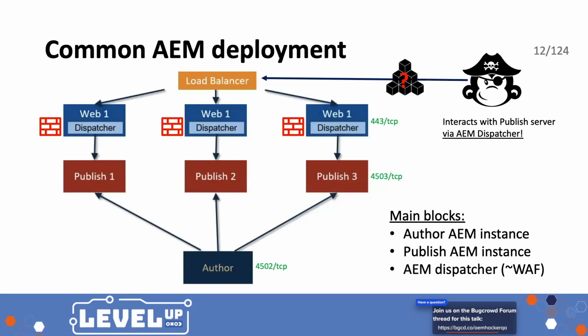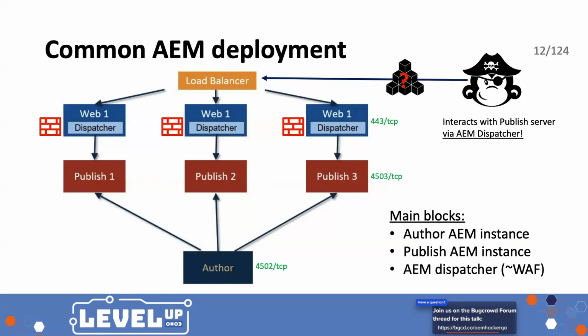In a common AEM deployment scenario, there are 3 main components: author instance, publish instance, and dispatcher. The author instance is usually placed deep inside the backend network, and it's not visible from the internet. Content is published on the author instance, and through replication mechanisms, content is propagated to publish instances. A user normally communicates with a publish instance through AEM Dispatcher. AEM Dispatcher acts as a reverse proxy.